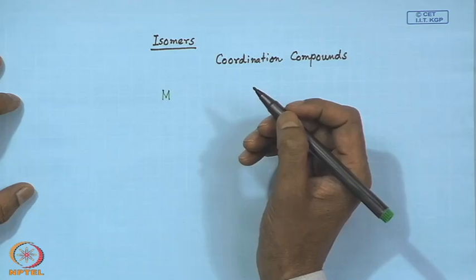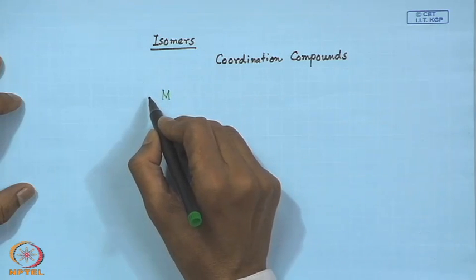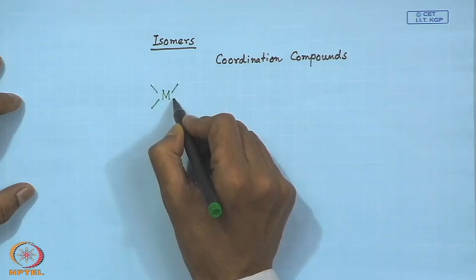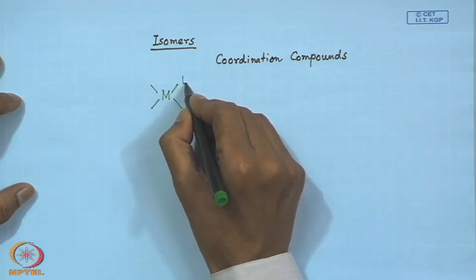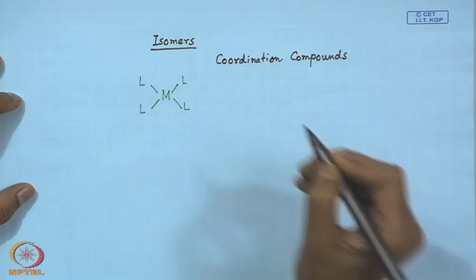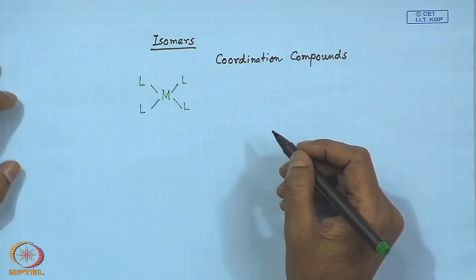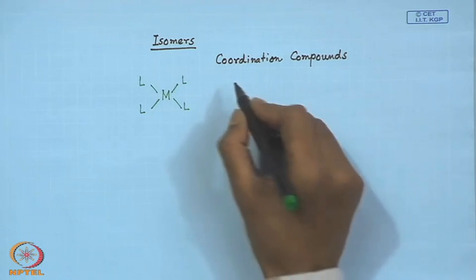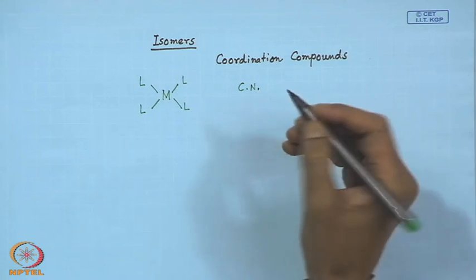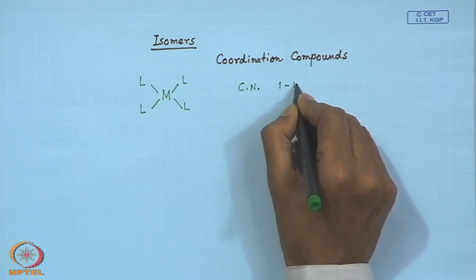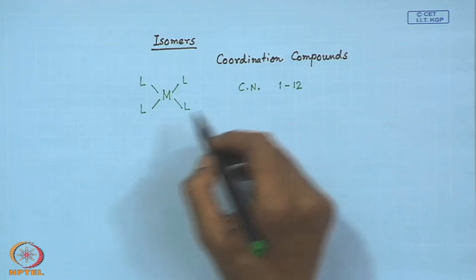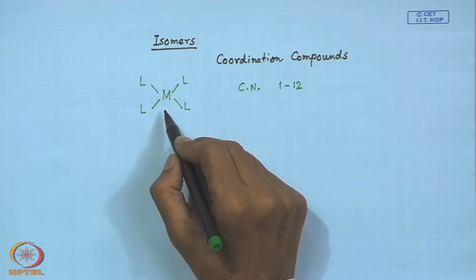corresponding metal ion, and this particular metal ion is bound to different ligands. So, this binding by different ligands to the metal center can give rise to different types of compounds, and while talking about the different coordination numbers starting from say 1 to 12, what we have seen is that we can have different arrangements of these ligands around the metal ion.